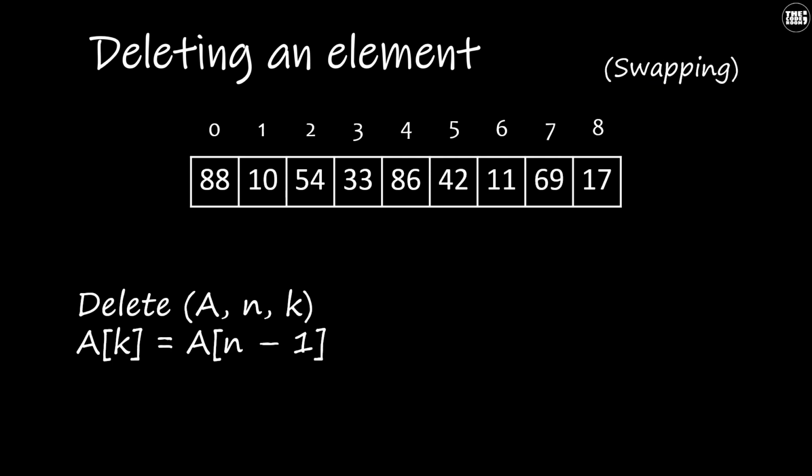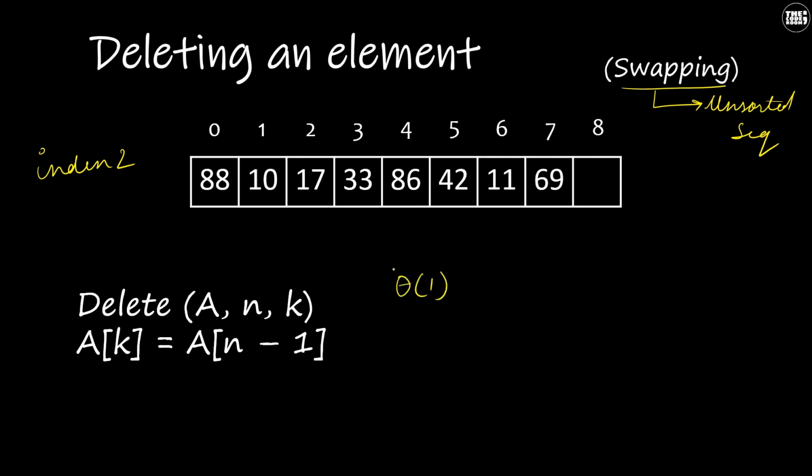Let us understand how we can delete an element using swapping. Remember, swapping can only be used on an unsorted sequence. Let's say we have to delete the element at index 2. One way of doing this is we copy the element present at the last index to index 2. This is a simple algorithm to delete an element using swapping. The time complexity of this algorithm is theta of 1.